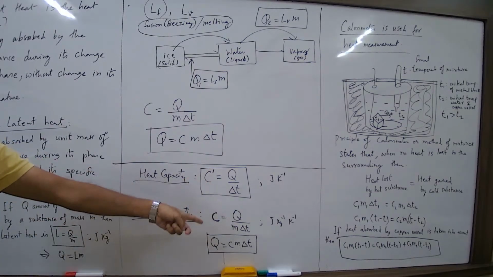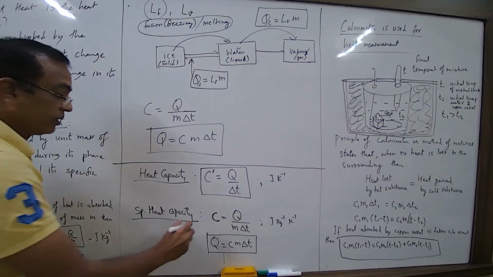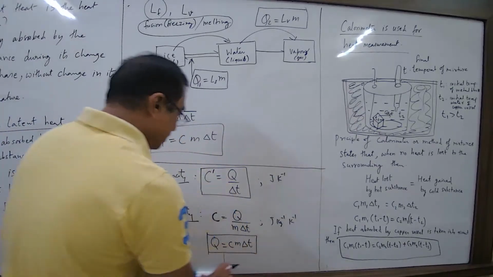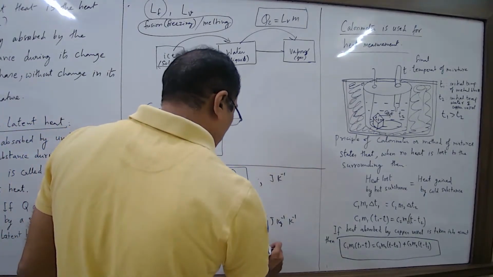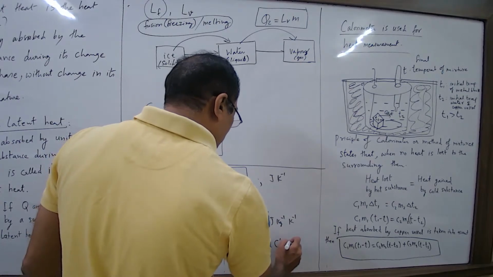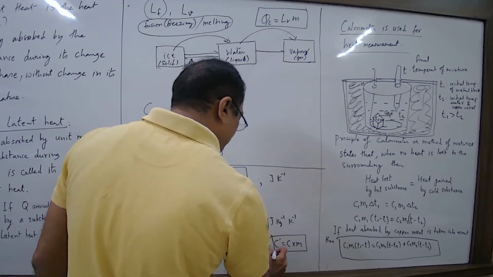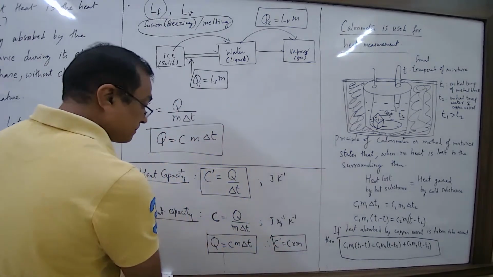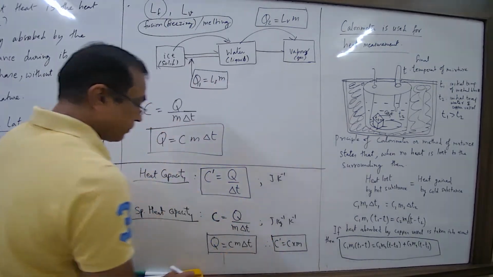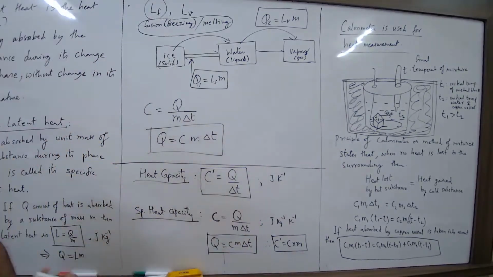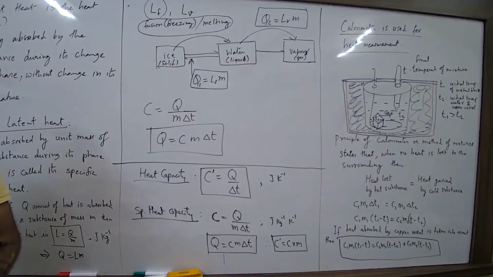Okay, no? Just a little bit of shuffling here and there. So I will write the relation: C dash is equal to C into M. Agree? Because if I multiply M here, it becomes Q by delta T. So C dash is equal to specific heat into mass of the substance. The heat capacity is that.